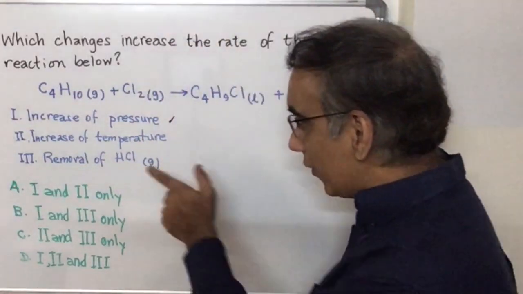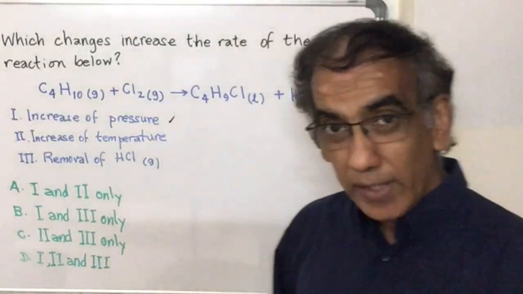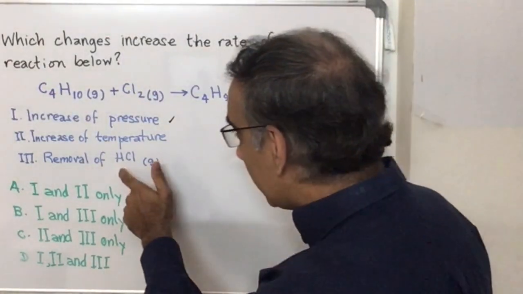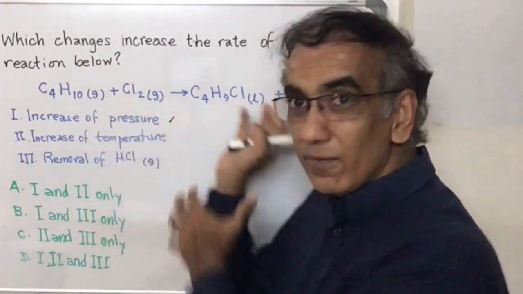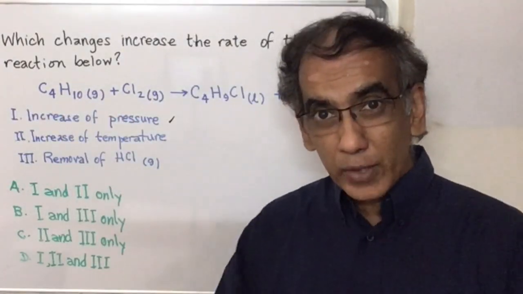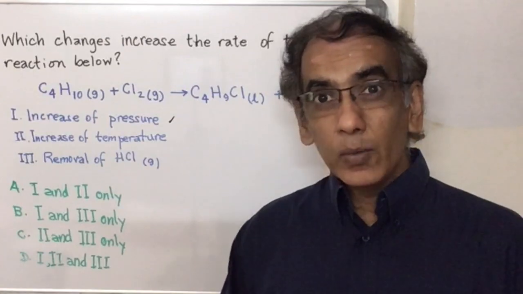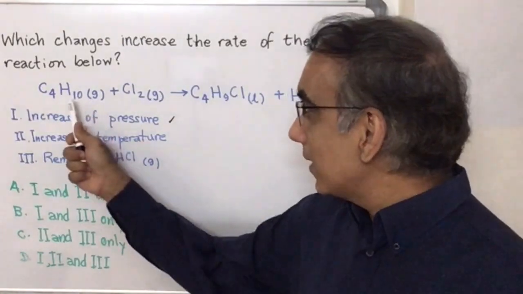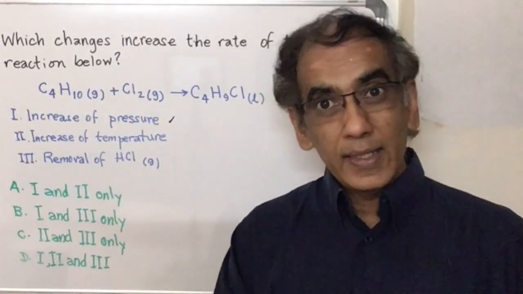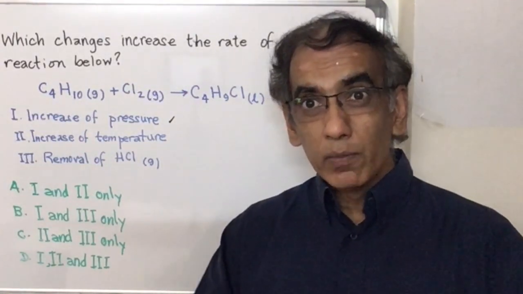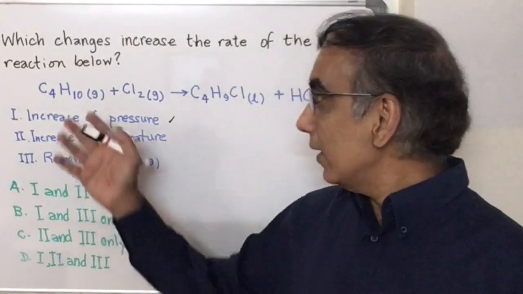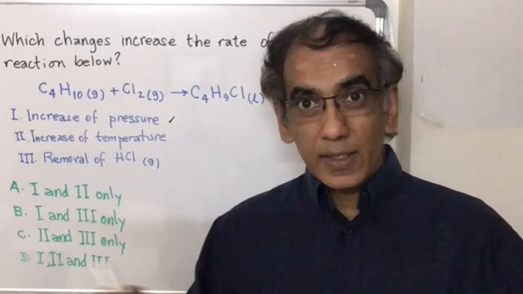And finally we have this one, which is the tricky one and the distractor in this question. Removal of hydrogen chloride gas. Removing HCl gas from this reaction vessel would in fact release some pressure inside of the vessel. But would that increase the chance of this particle colliding with this one? And the answer to that question is no, because when hydrogen chloride gas is removed, the space between butane and chlorine is that much bigger.